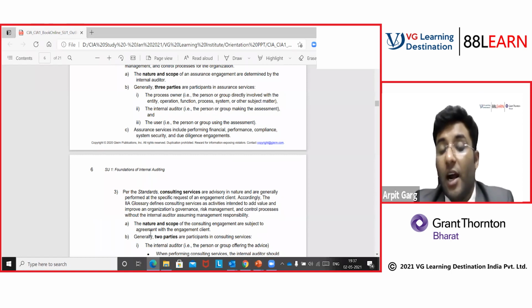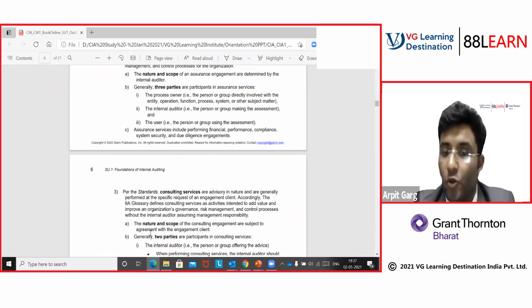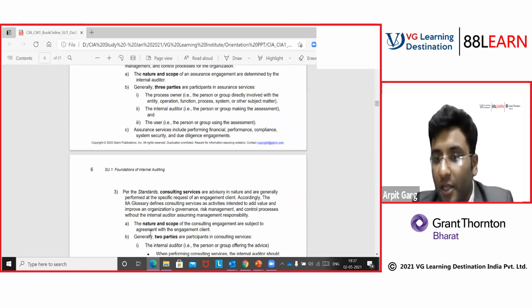So basically, under assurance services, risk management, control, and governance is the responsibility of the management. They have to implement the control. They have to put the necessary control. We as internal auditors have to evaluate it. Okay. But in consulting services, we don't presume that this is management responsibility, because we are not giving any assurance. We are rather giving guidance.